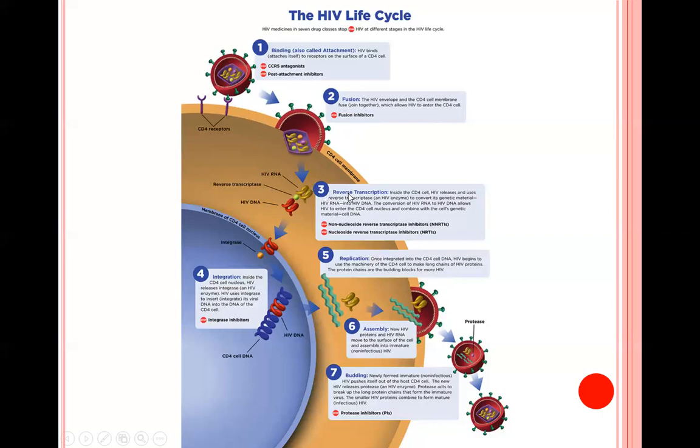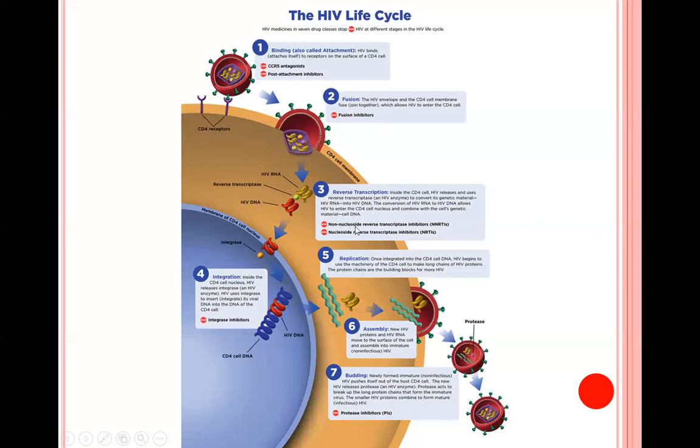We have step 3, reverse transcriptase, inside the CD4 cell. HIV releases and uses reverse transcriptase, which is an HIV enzyme, to convert its genetic material, HIV RNA, into HIV DNA. The conversion of HIV RNA to HIV DNA allows HIV to then enter the nucleus. It has to do this reverse transcriptase in order to get into the nucleus. So see all these steps it has to do? It's just crazy. Here we have a couple more stops.